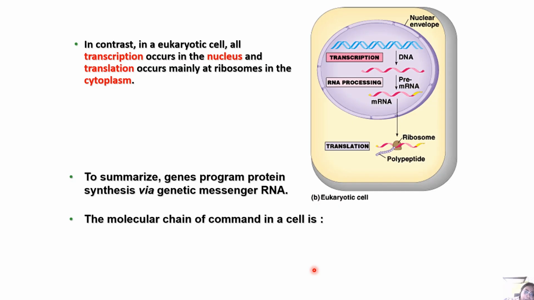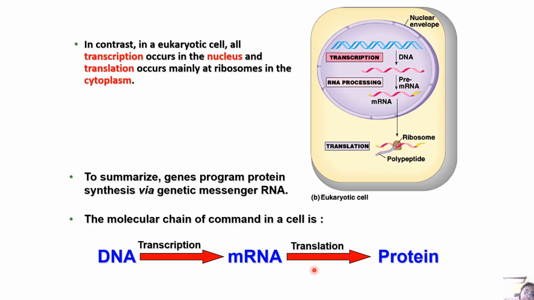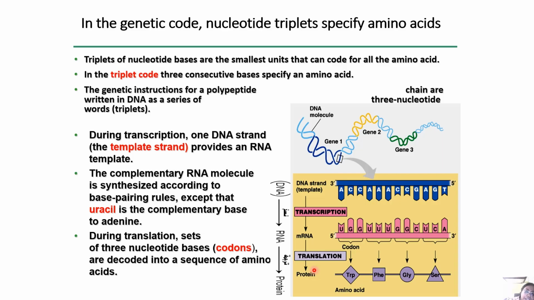So the molecular chain of command in a cell is DNA transcription to RNA, translation to protein. Now, in the genetic code, nucleotide triplets specify amino acids. The triplets of nucleotide bases are the smallest units that can code for all the amino acids. So, in the triplet code, 3 consecutive bases specify an amino acid. The genetic instructions for a polypeptide are written in DNA as a series of words.